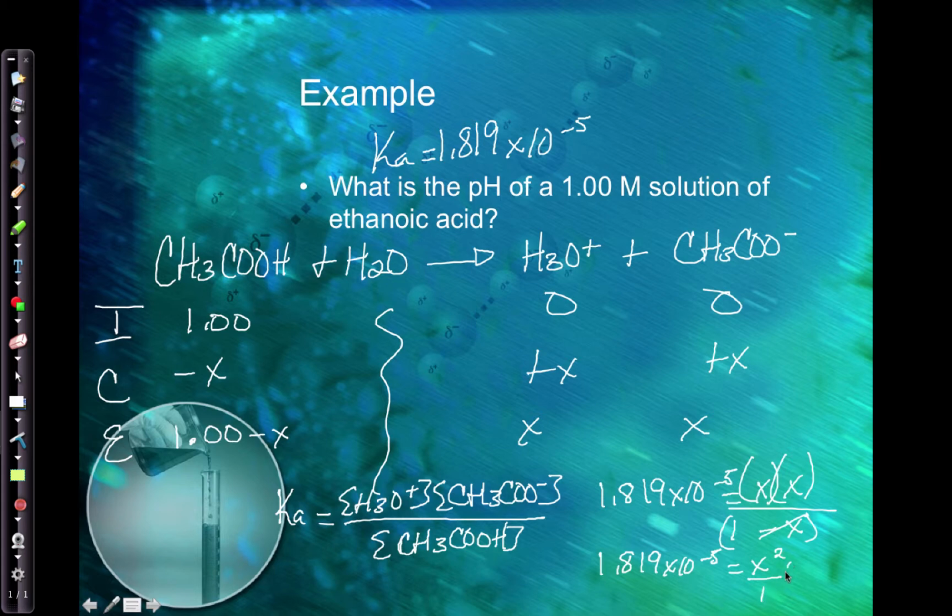Well, multiply both sides by 1. And then after that, you're going to take the square root. So this is what I'm going to have left. This is 1 times this equals x squared. So take the square root, and then you're going to get x. So x in this case will be equal to 0.00426.